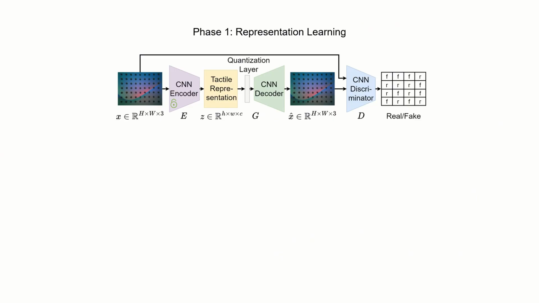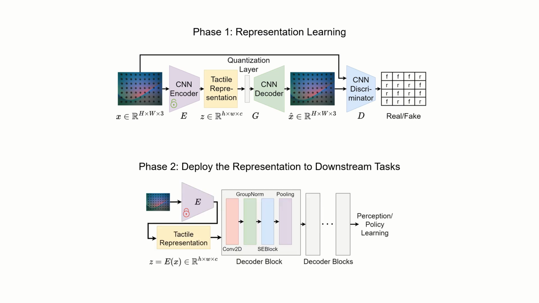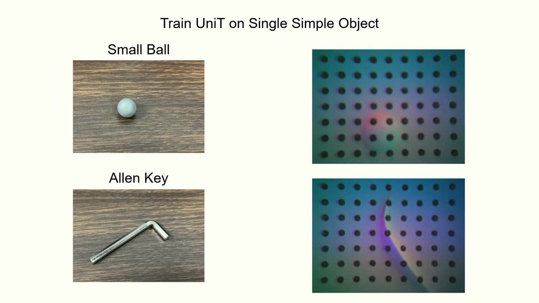We utilize VQGAN for learning tactile representations, with the quantization layer absorbed into the decoder. After completing the autoencoder training, both the decoder and the discriminator are discarded and the encoder is connected to downstream tasks. We implement a training strategy that learns the representation using just a single simple object, such as an Allen key or a small ball, to simplify data collection significantly. However, the UniT representation obtained through this training method exhibits robust transferability and generalizability.